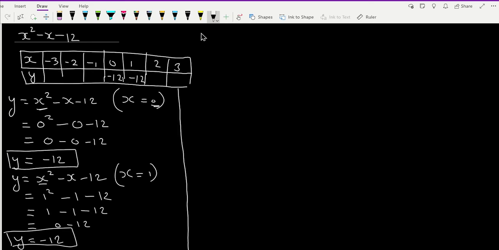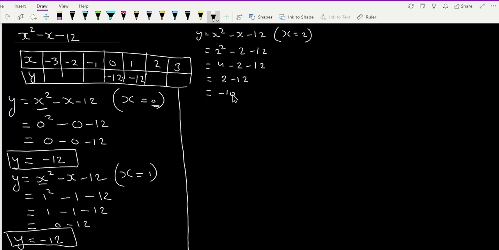So I will find out for x is equal to 2. So I will take y is equal to x square minus x minus 12. Here x is equal to 2. So I will substitute the value of 2 here. 2 square minus 2 minus 12. So I will get 4 minus 2 minus 12. 4 minus 2 is nothing but 2 minus 12. So I will be getting minus 10. So y is equal to minus 10 for the value of x is equal to 2.